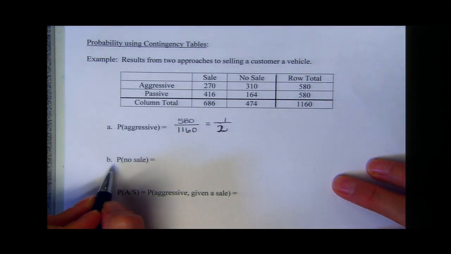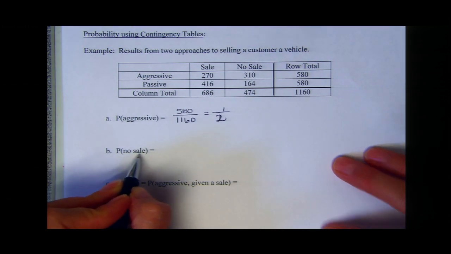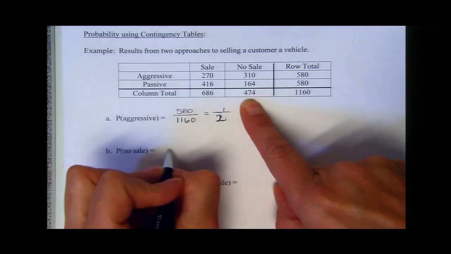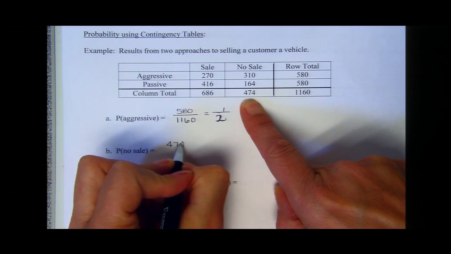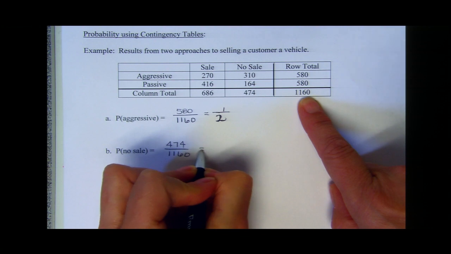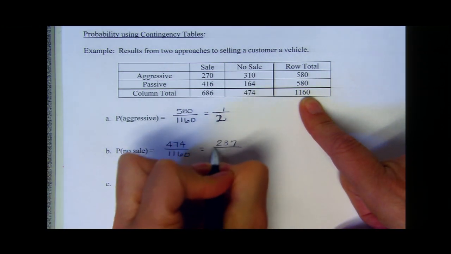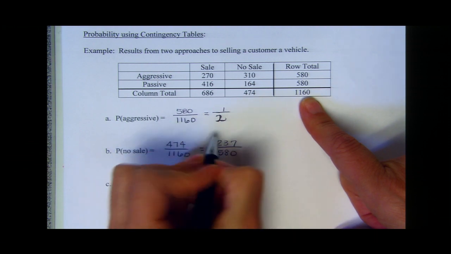What is the probability that a customer did not buy a car, or no sale? So the total of that would be 474 of the 1,160 did not buy a car. And that simplifies to 237 over 580.